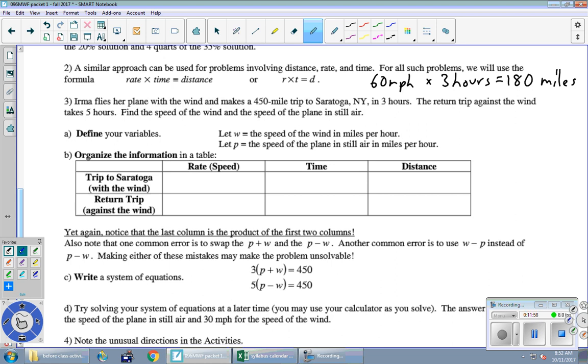Okay, let's start filling in. We'll fill in the times first. The trip to Saratoga was with the wind. How long did that take? 3 hours. And against the wind, 5 hours. So far, so good. Now we need to fill in the first column.